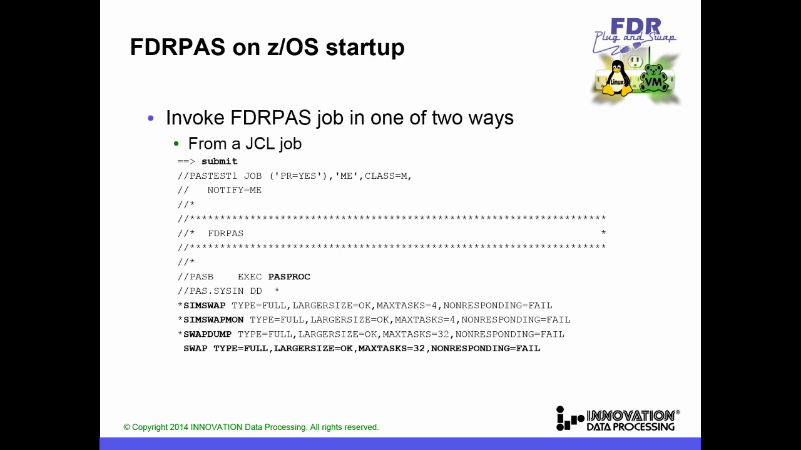Type equals full. Larger size equals okay. If I'm going to go to a larger volume, you have to say it's okay. Max tasks is 32, so it will run up to 32 of these swaps concurrently, and the last line is amount, and this is only specifying one volume, but you can have 32 or 64 or many. You can have many, and you can use wildcards here. All right? Any questions on the z/OS side? And of course, you can use ISPF panels.